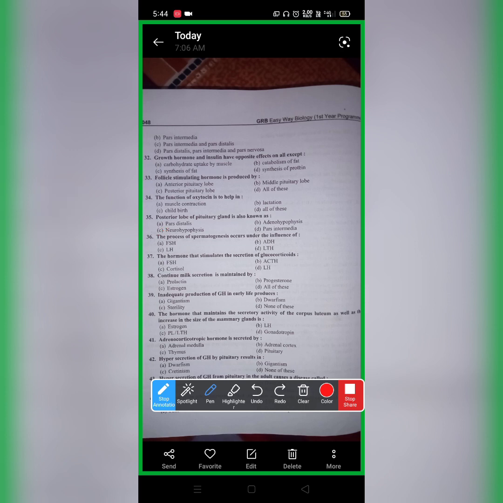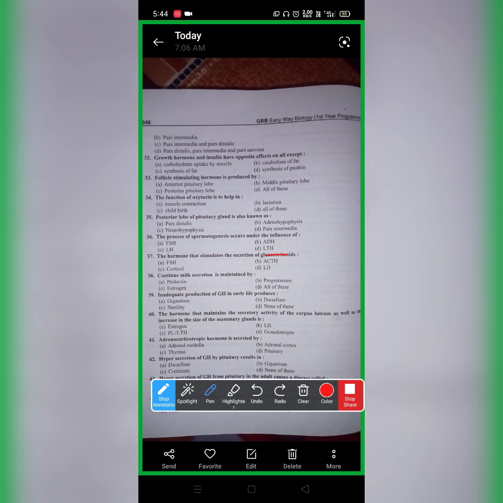The process of spermatogenesis occurs through the influence of which hormone? What is spermatogenesis? It is the process of formation of sperm. Follicle stimulating hormone is required for the formation of sperm. Along with FSH, you also require androgen, which is secreted by the testis and released by luteinizing hormone.